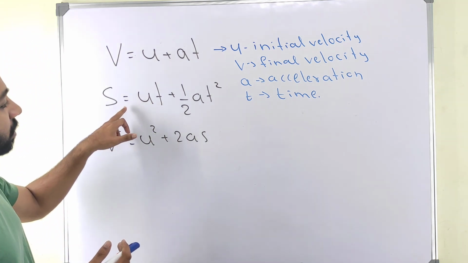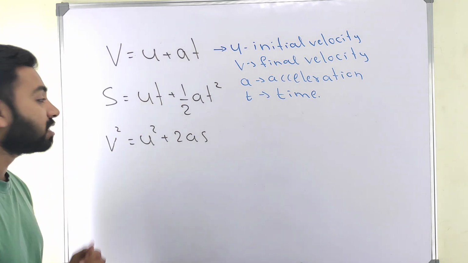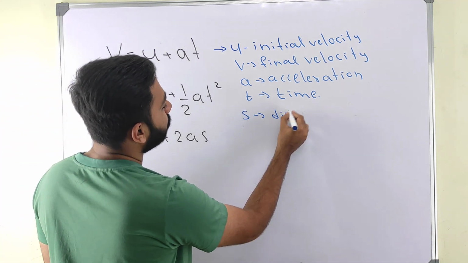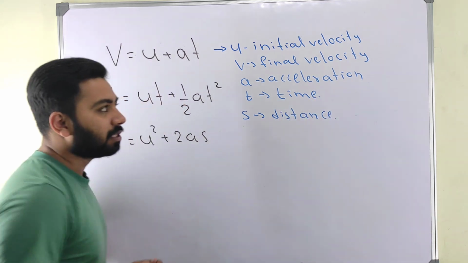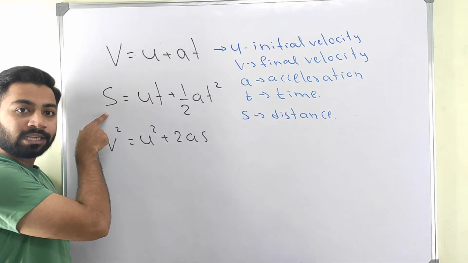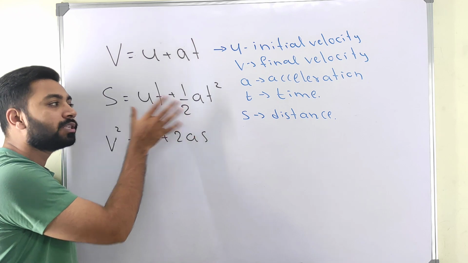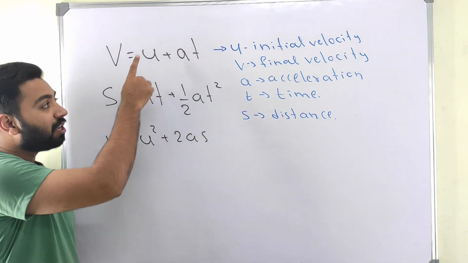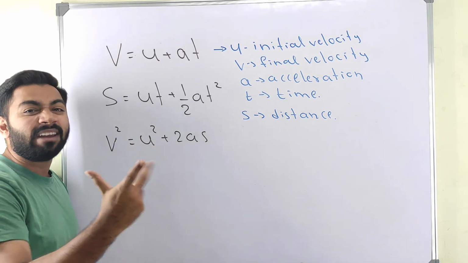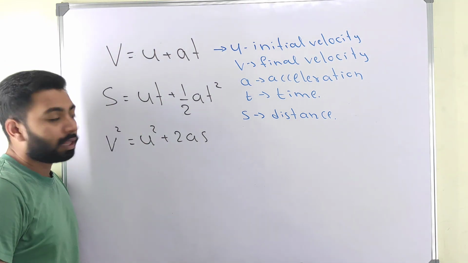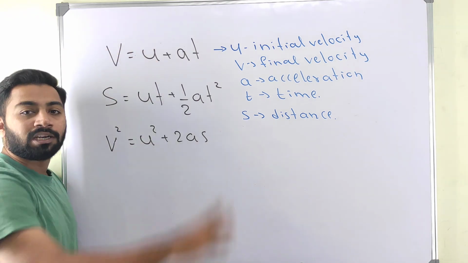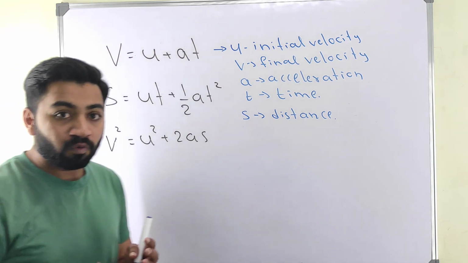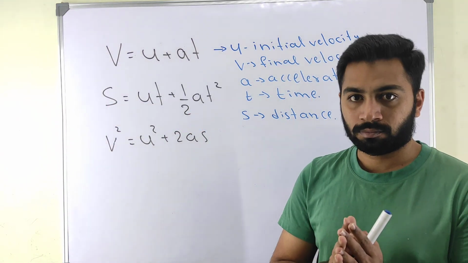When they give velocity, time, acceleration and ask for distance, we will use this one. For your reference, s is equal to distance. When they give distance, initial velocity, acceleration, we use this one. When they give velocity, acceleration, distance, we use this one. If you see all of these now, all 3 are different. In this, no distance. In this, no final velocity. In this, no time. So you must know which formula you have to use.